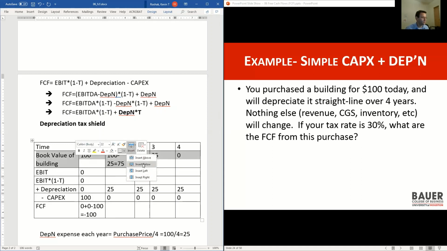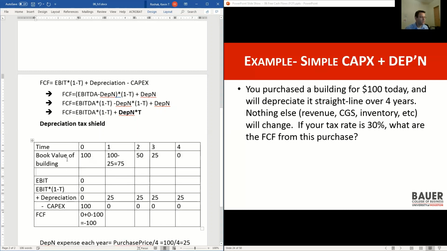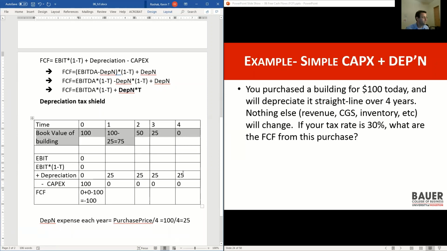Okay, so I want to make sure we're okay with this idea. Depreciation is simply reducing the book value of your asset. What else do we have to do to get the free cash flows for this example? Well, it's a depreciation and CAPEX example. We've handled the CAPEX, we've handled depreciation, but what's one thing that we can't forget about?